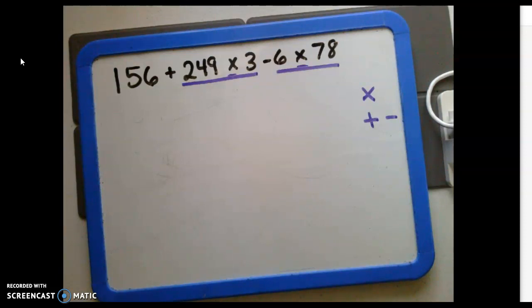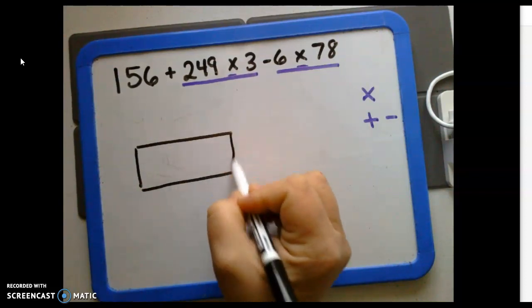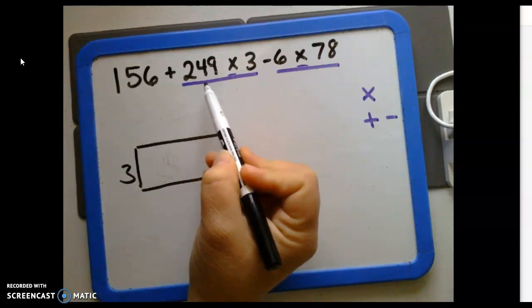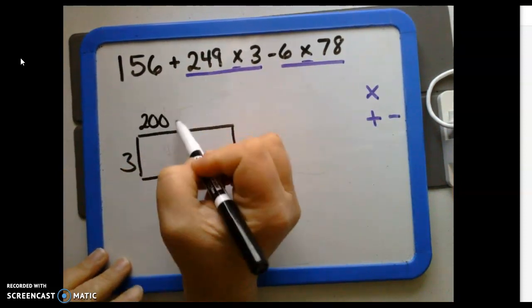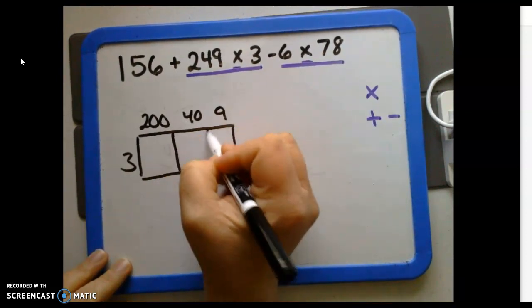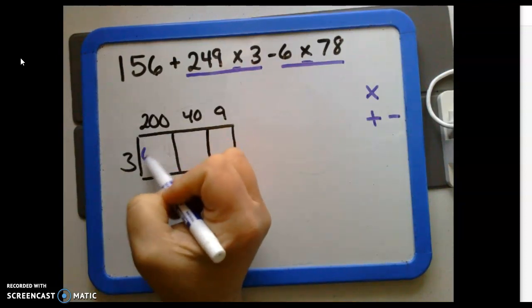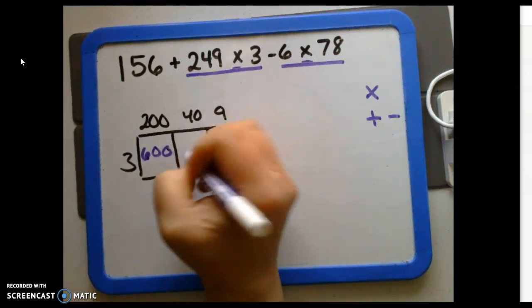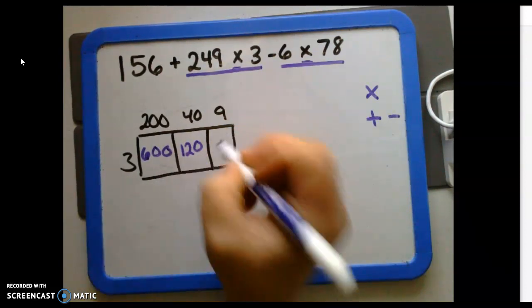We again use that area model method. Draw my rectangle. 3 times 249. I'm going to expand that. 249. Now I'm going to multiply. 3 times 2 is 6. Add 2 zeros. 3 times 4 is 12. Add 1 zero. And then 3 times 9, 27.